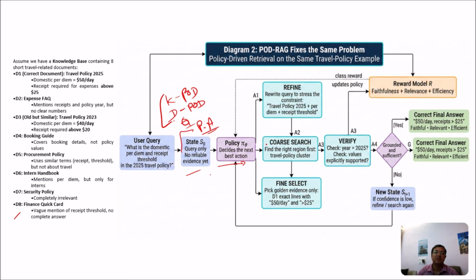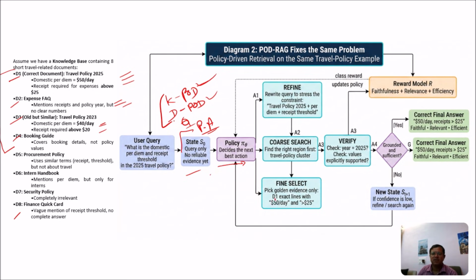So what will the policy do? First it will apply the coarse search. It will check whether we have the correct set of documents, the correct set of knowledge. Then it will find and select, and it will apply fine selection. It will try to identify the appropriate lines from each of the documents which contain the answers that may be useful to answer the questions.